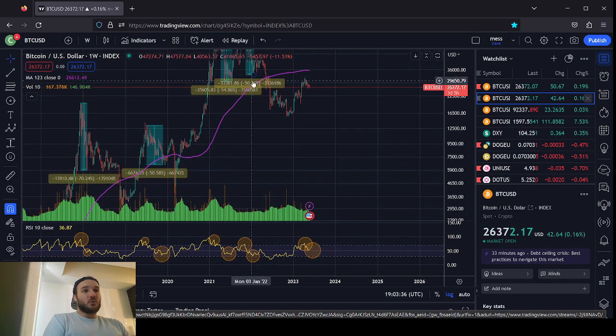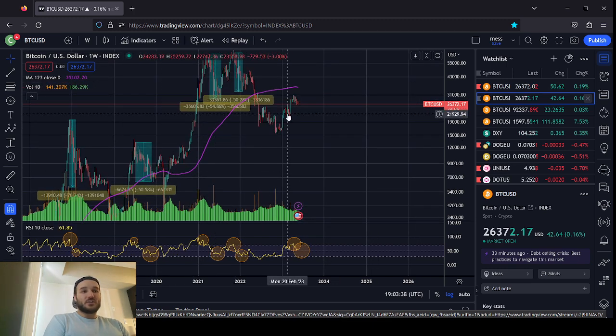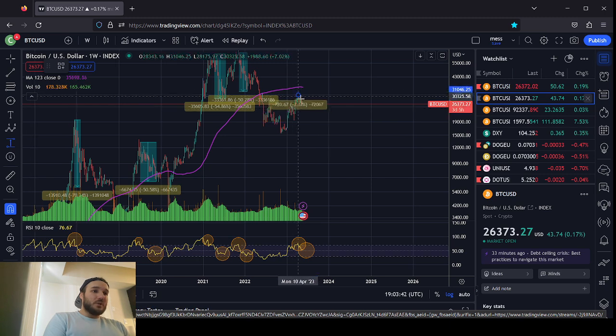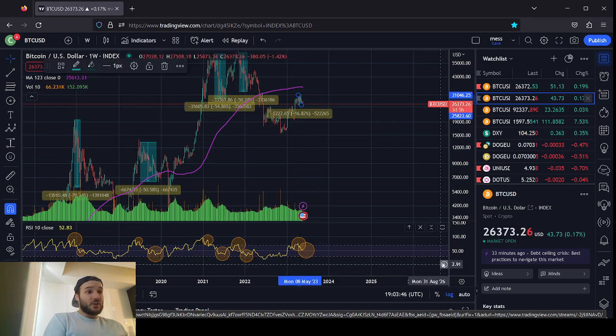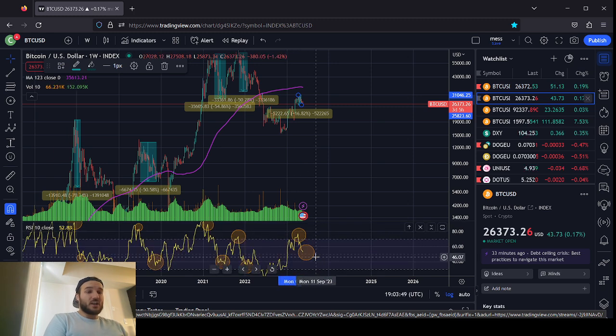50% drop, 54, 50%. These last three have all been very similar. I want to point that out. But here we are at this point. We've already dropped from high to low 16%. We are not below the 50 on this line yet. And remember, that's the requirement that we're looking for.